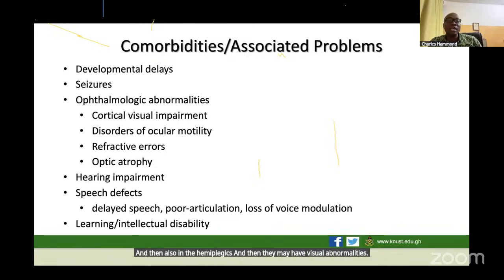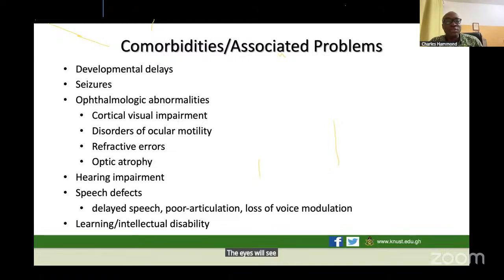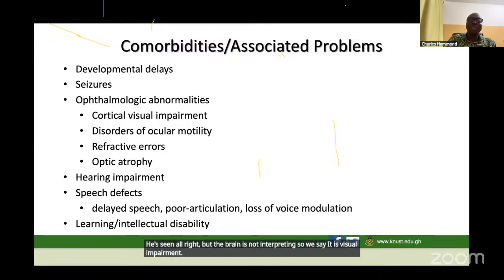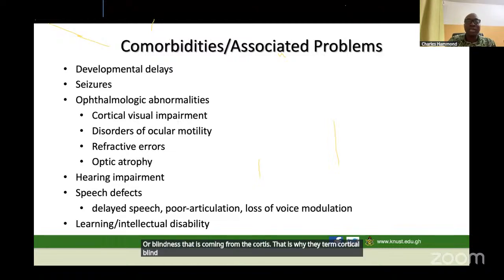These include cortical visual impairments. So sometimes you see that they have poor fixing and focusing. You send them to ophthalmology and they will tell you that the eyes are fine. So that is because the brains are not fine. The eyes will see all that needs to be seen, but the brain refuses to interpret them for the patient. So the patient is looking, but it's as if he's not seeing. He's seeing all right, but the brain is not interpreting. So we say it is visual impairment or blindness that is coming from the cortex. That is why the term cortical blindness or cortical visual impairment.